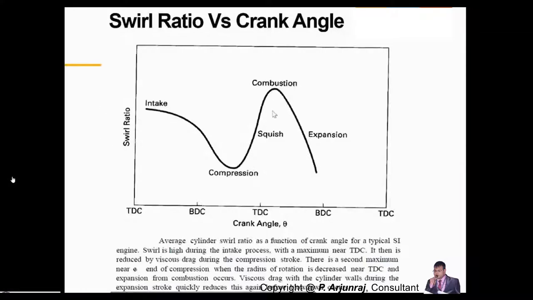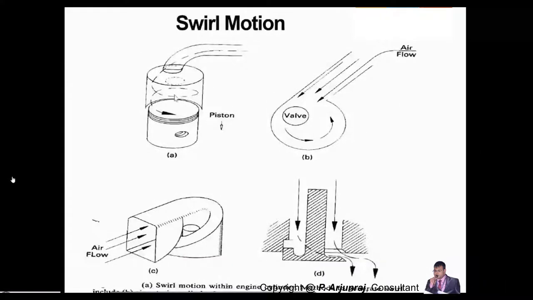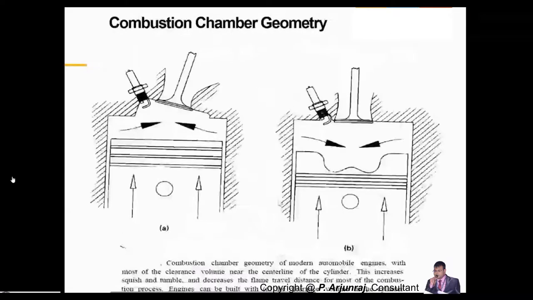Basically, in the combustion chamber system, you need to have a high fuel ratio so that the air and fuel mixture strike together, and you get better performance. This is the combustion chamber. Always remember that the combustion chamber is the place where the combustion takes place. So here you need to design it.